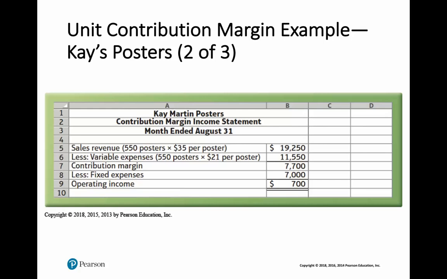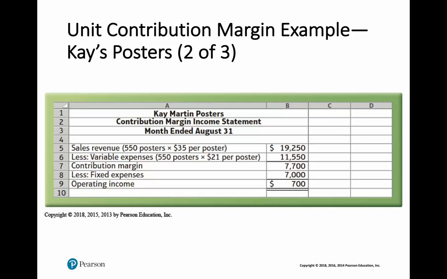So we can see here, and in your homework or in the quiz or on the exam, you might see that they say create a contribution format income statement. And this slide is exactly what you want to produce. We have our sales revenue, so it's going to be our 550 posters sold times $35 per poster. We have our variable expenses. Again, we multiply that 550 posters, all the ones we sold, times that $21 per poster variable expense. And then we can get our contribution margin.